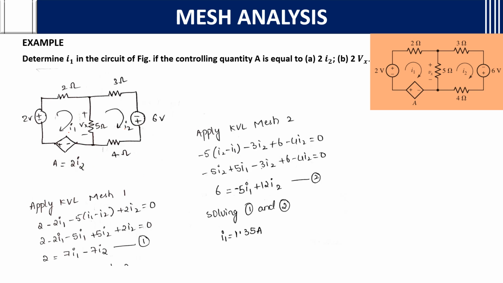Then apply KVL to mesh 2, and you will get minus 5 into I2 minus I1 minus 3I2 plus 6 minus 4I2 equals 0. After writing, you will get the second equation. Solving them, you will get the I1 value. We want the I1 value. We found the I1 value. Okay.